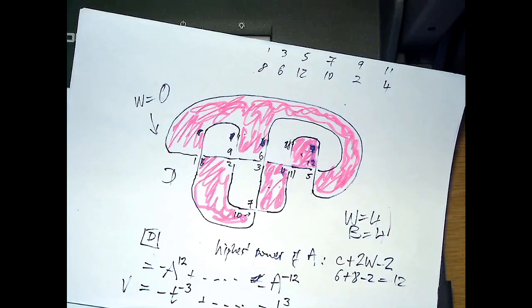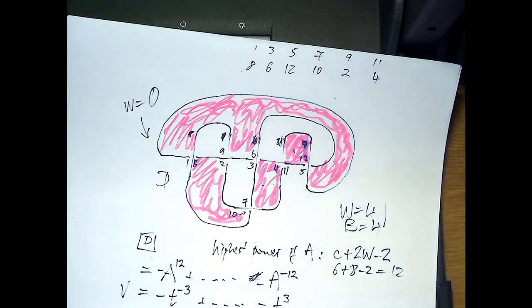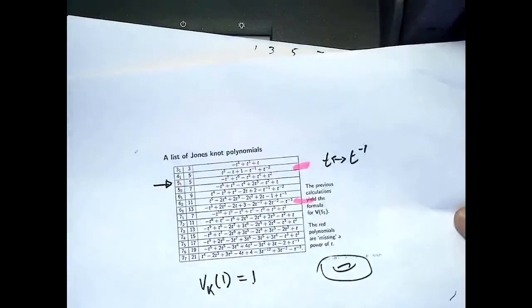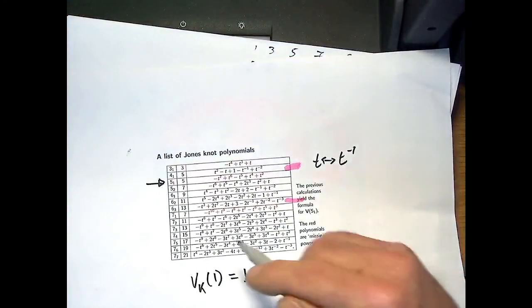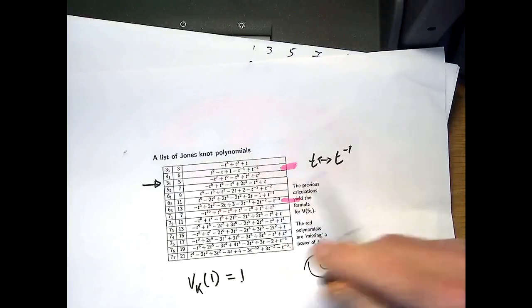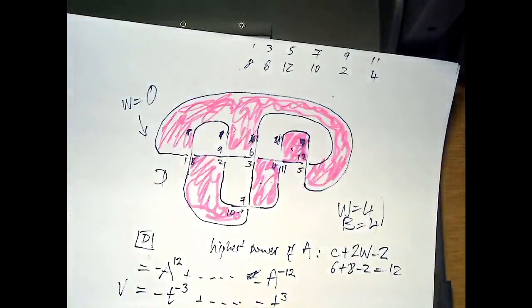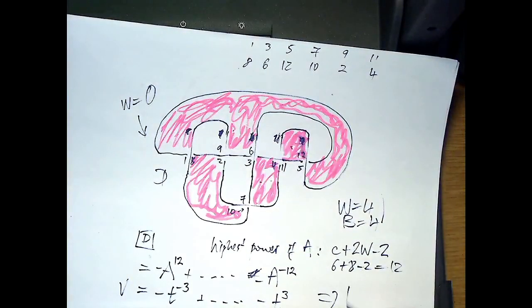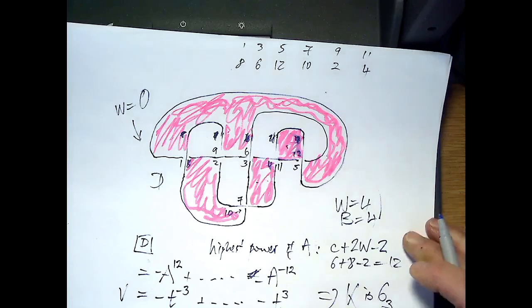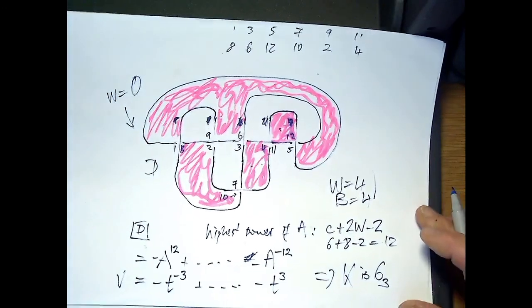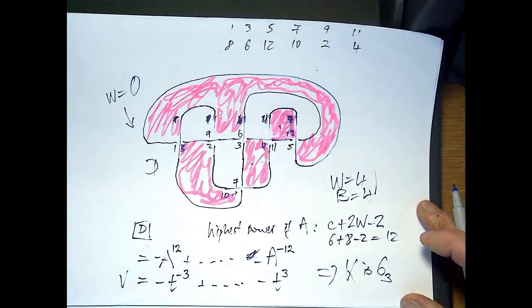Yes, so if you look at the table, the only Jones polynomial with 6 crossings like this is 6, 3. I've even got the signs right. Okay, so this will tell you that the knot, in our case, is essentially 6, 3. And we don't even have to worry about mirror images because that's achiral. Okay, I'll stop now.